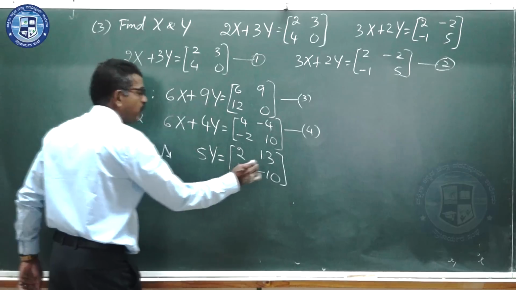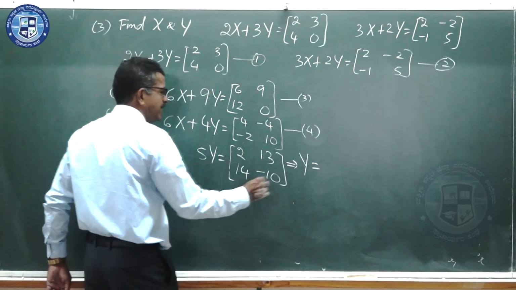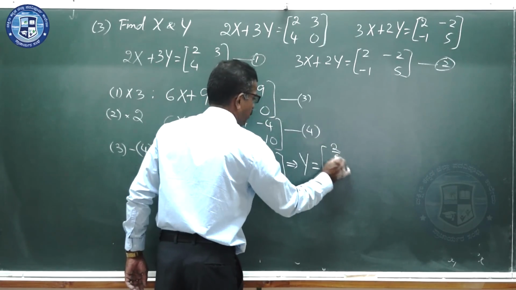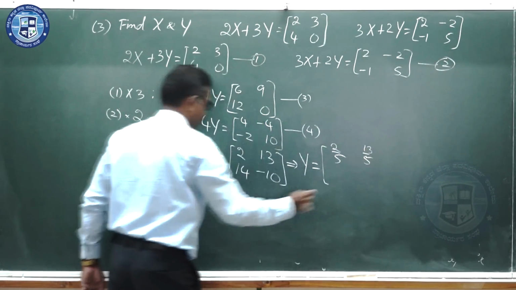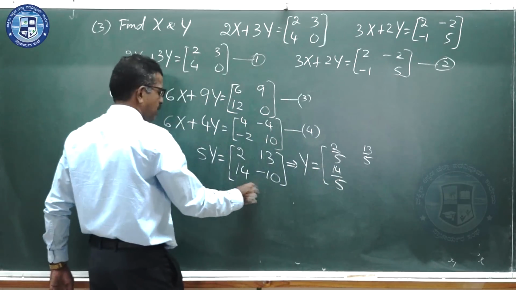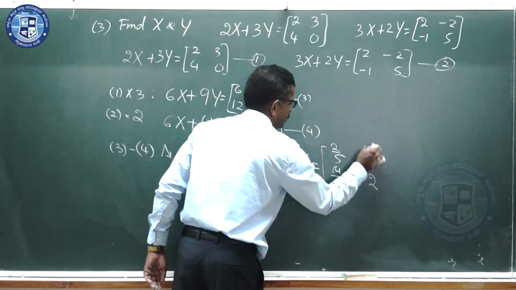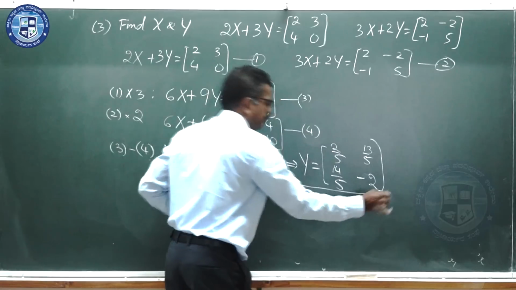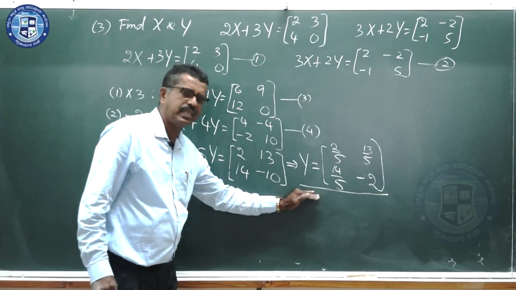So therefore, what will be y? You have to divide throughout by 5 now. On dividing throughout by 5, you get y is equal to 2 by 5, 13 by 5, 14 by 5, minus 10 by 5. Minus 10 by 5, it is minus 2. This will be the matrix y. Suppose if you are asked to find only the matrix y, then this is enough.